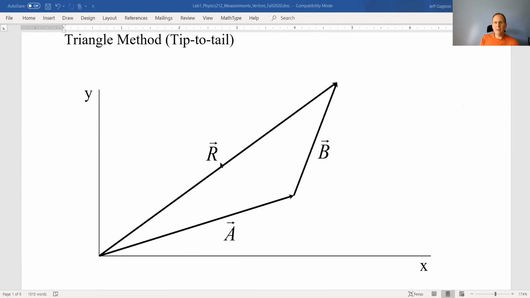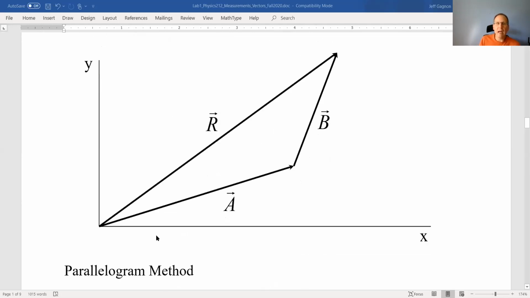Now notice that the resultant has a magnitude, it has a length, and it has a direction, which you could figure out by measuring this angle here. Okay. The reason why this is called the triangle method is typically when you add two vectors together like this, the resulting figure is going to end up being a triangle.